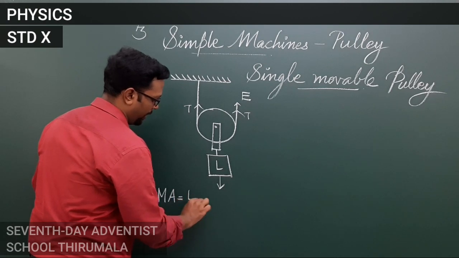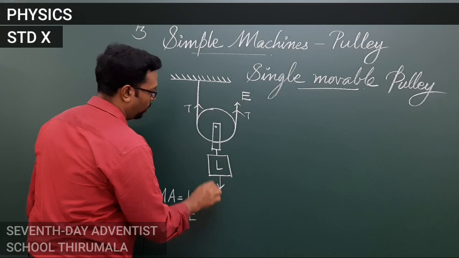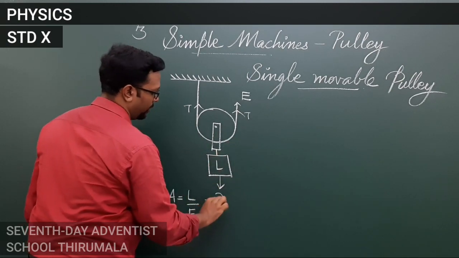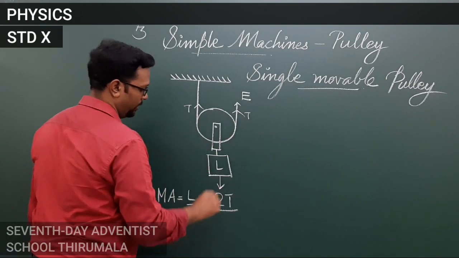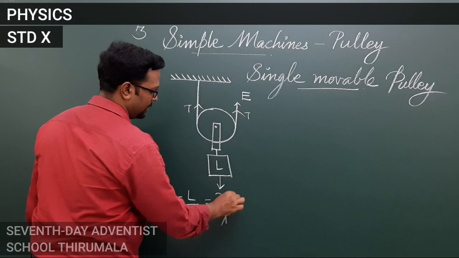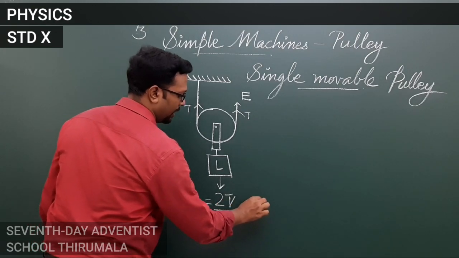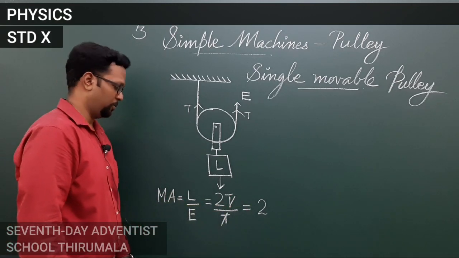So when you calculate mechanical advantage, which is load by effort, the load is supported by two tensions, so we can write 2T, and the effort is supported only by one tension, so we write it as T. T gets cancelled and we get mechanical advantage as 2.